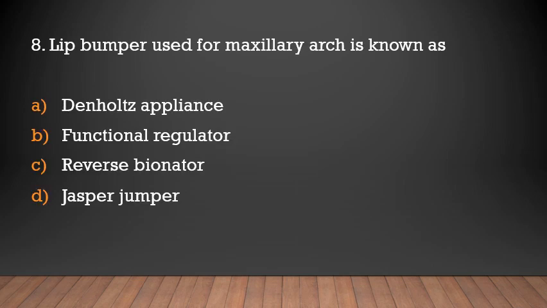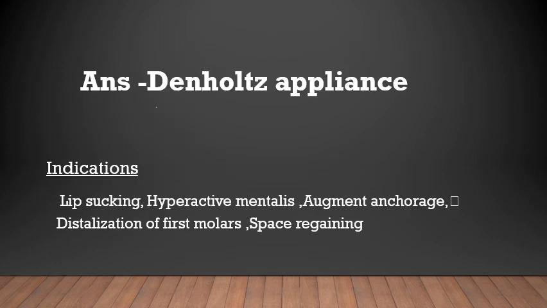Lip bumper used for maxillary arches is known as Denhorst appliance, functional regulator, reverse bionator, Jasper jumper. Denhorst appliance. Indications of lip bumper include: they are used in patients exhibiting hyperactive mentalis and lip sucking, used to augment anchorage, distalization of first molar and space regaining.